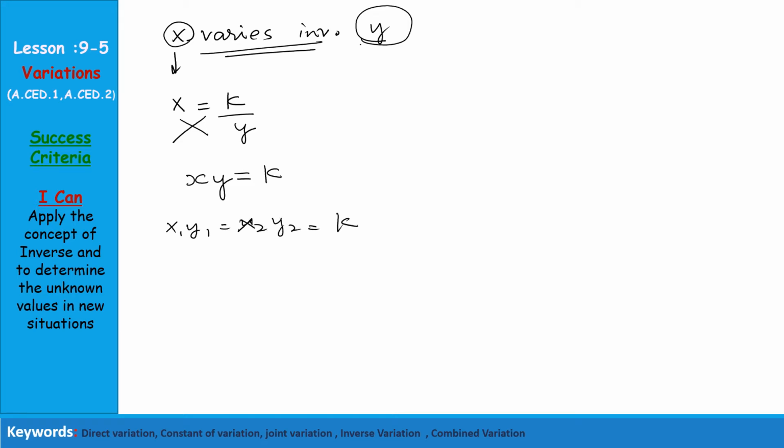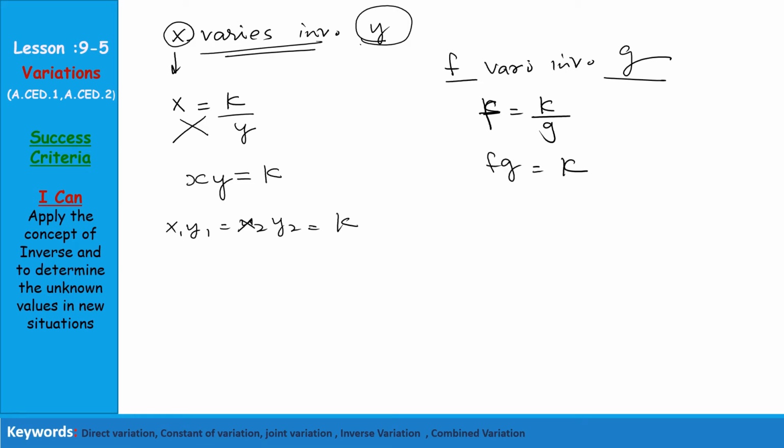and they all equal the constant of proportionality. So let's suppose I have f varies inversely to g. So I will write here, now because it is inversely proportional, you can write f equals k over g, or you can write fg equals k. So let's suppose here S varies inversely as T. So you will write S and T beside each other equals k, if you want to write it down directly.